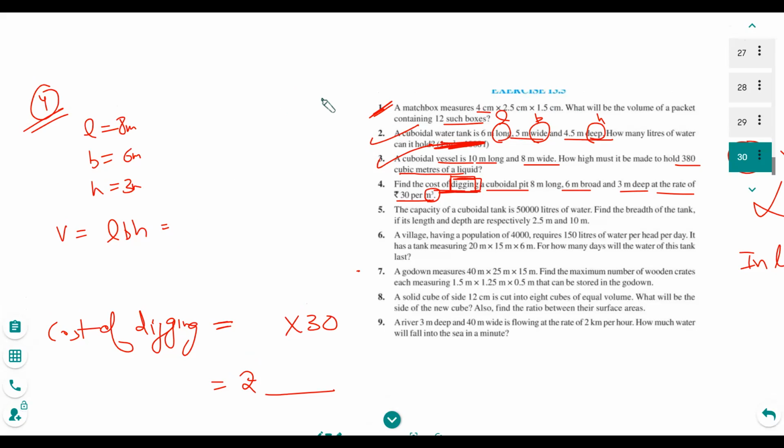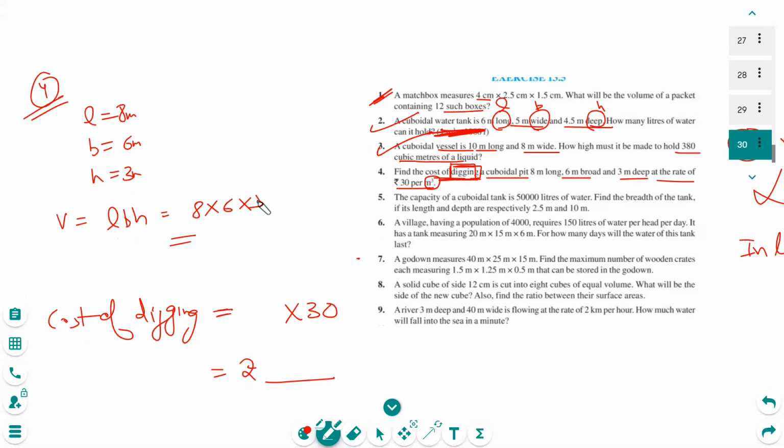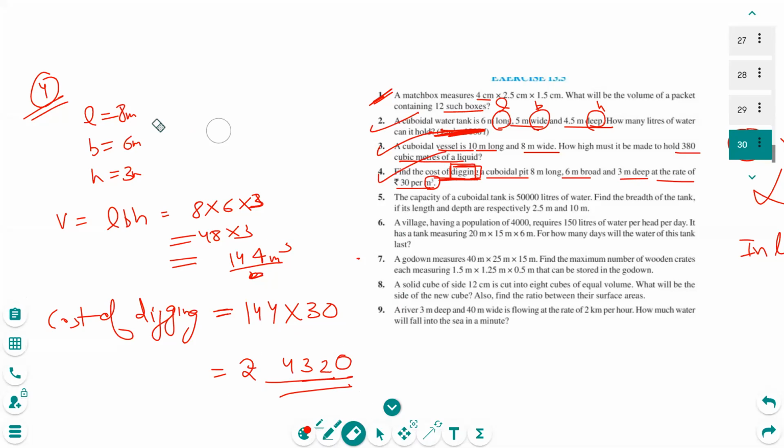4,320 rupees. Let's see. It's 144 meter cube. If I multiply it by 30, I will get 4,320. Is that okay? यही था आंसर सबका? Yes भैया. Yes, sir. So that was easy, right? So see how easy these questions are.